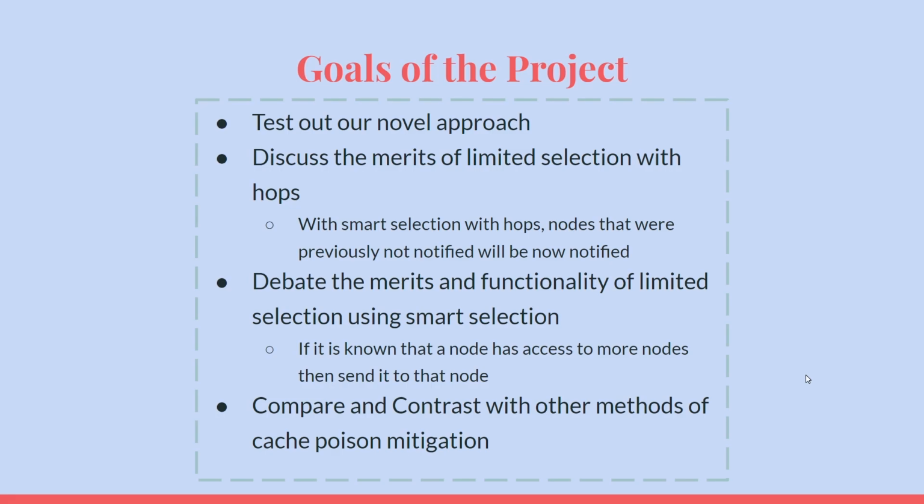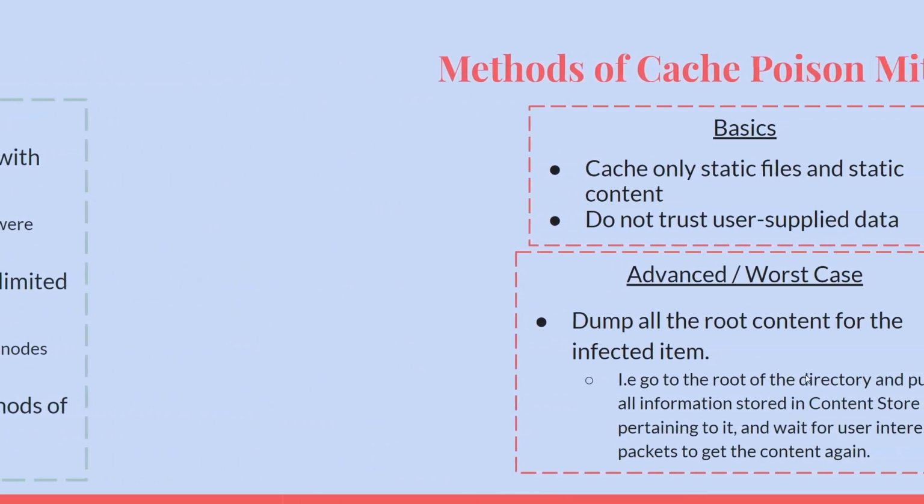However, the three methods we are strongly considering are: first, if a node is known to have access to a larger number of nodes, pass the cache flush packet to that node; or if a node hasn't been accessed in a while, and to facilitate communication, pass it to that node. Finally, if a node is known to have access to the same data packet, pass it to that node. Thus, at the end, we will have a discussion comparing and contrasting with other methods of mitigating cache poisoning.